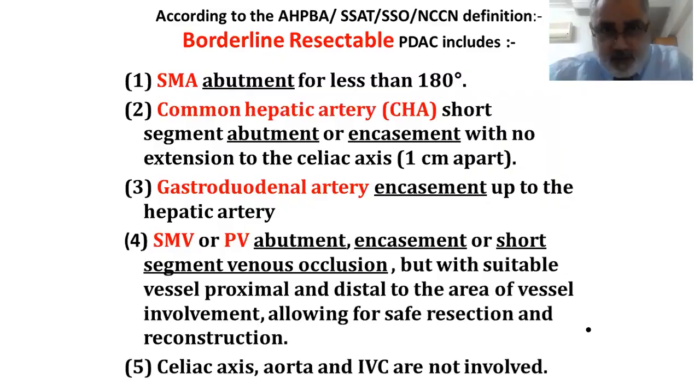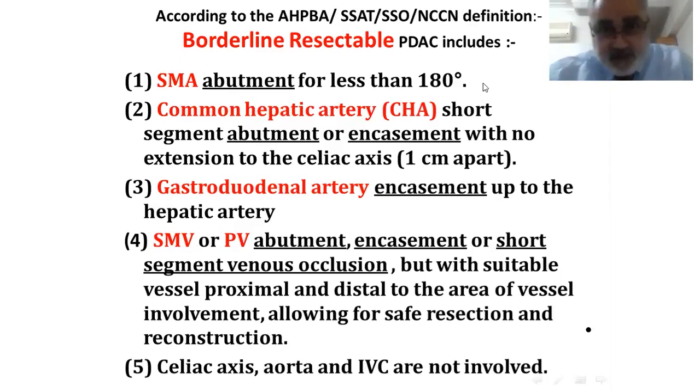Okay, then according to the 3 points, the vessel involved, abutting or encased, and the length of involvement, we can determine the borderline resectable tumors. Regarding the superior mesenteric artery, abutment of the superior mesenteric artery for less than 180 degrees makes it a borderline resectable tumor. If it is involving more than 180 degrees, then it is unresectable. If it is not involving the superior mesenteric artery at all, then it is a resectable tumor.